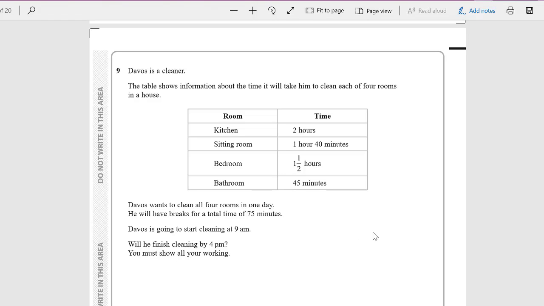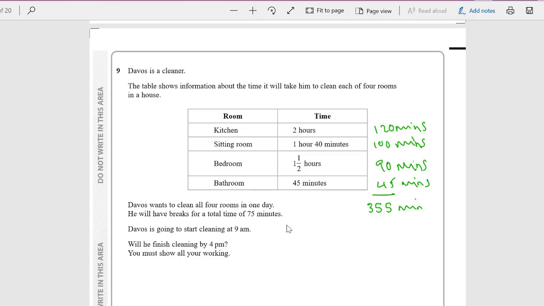Okay, so let's turn this into minutes. So 2 hours equals 120 minutes. This is 100 minutes. 90 minutes. And then 45 minutes, of course. And then I want to add all of this, and it gives me 355 minutes.